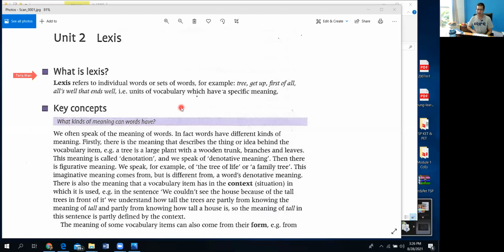As in the example they have given to you, like tree. So tree has a meaning. It has a shape. And when we say tree, that thing comes in our mind, and that is how we understand its meaning. Get up, so it's an action. A verb, get up, when we use that, then it is a particular action we do. First of all, likewise, all is well that ends well. So some are words, some are combinations of words, some are phrases, some are sentences. So that's what Lexis is all about.